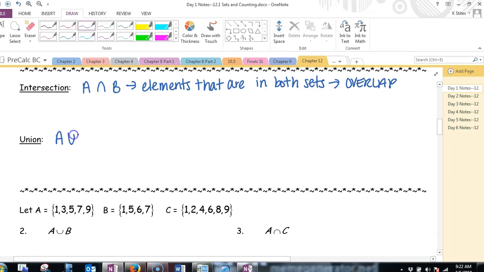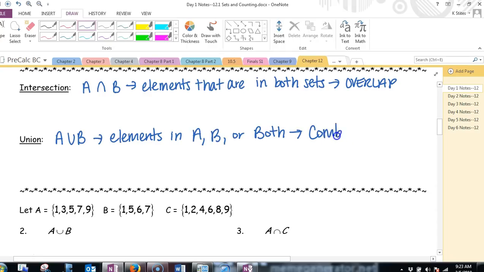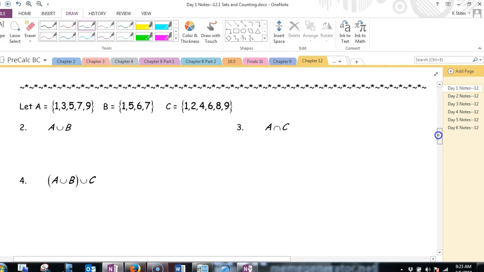Union is written like this with a U. And this is elements in A, B, or both. So this is really when you're combining. Union means you're bringing them together. You're combining the sets. All right, so let's practice this.